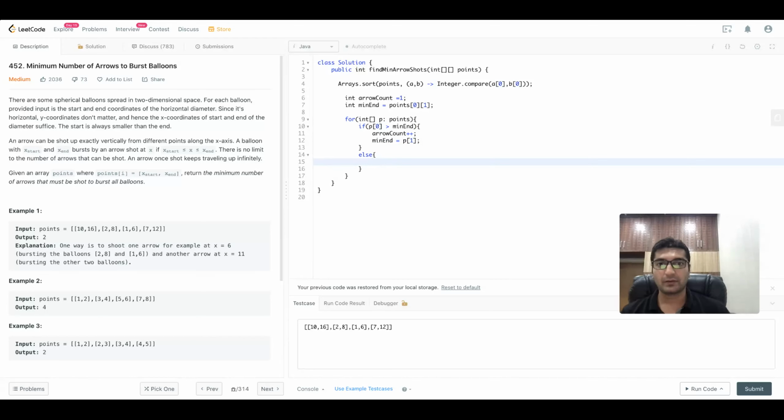Else, take the min end. Take the minimum of those two. So if the start coordinate is less than the minimum end, then we have to select the minimum of the present current end and the next coordinate's end. And then return count.